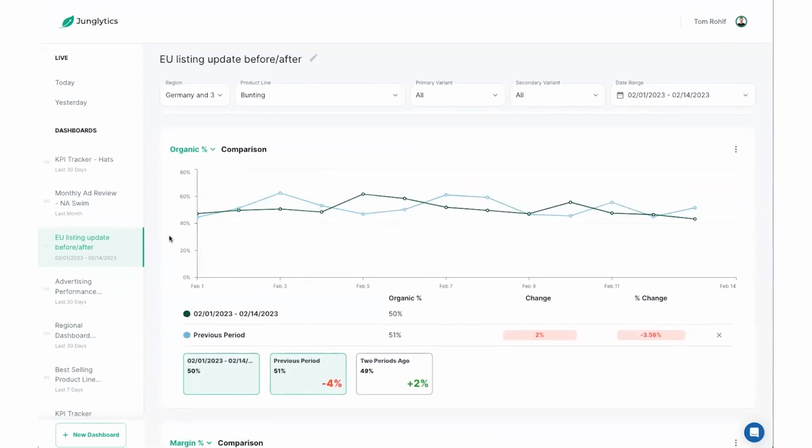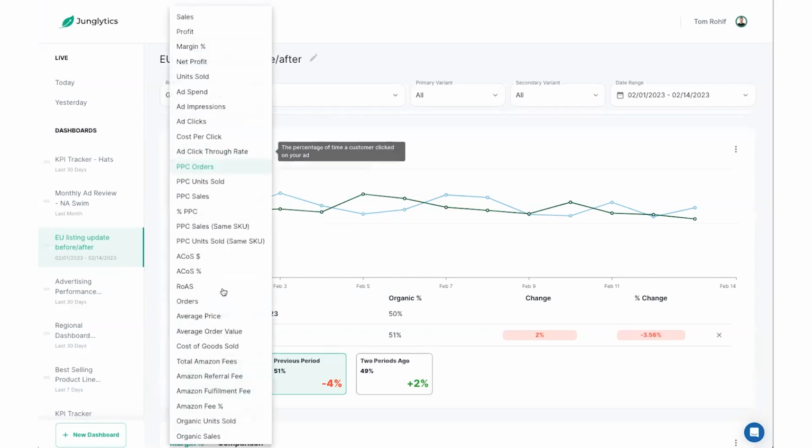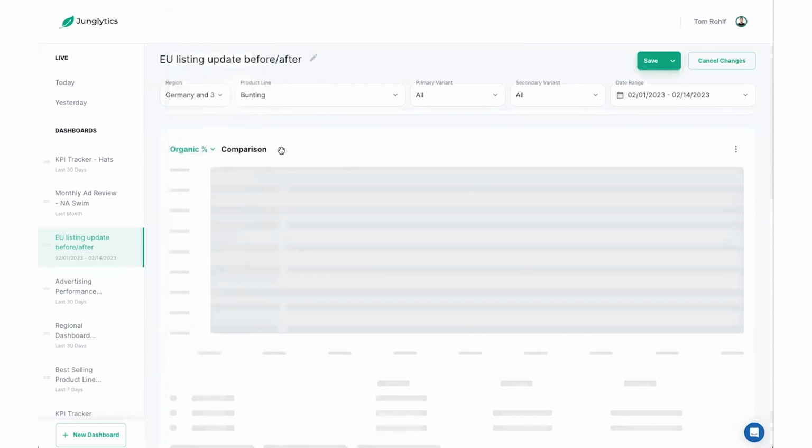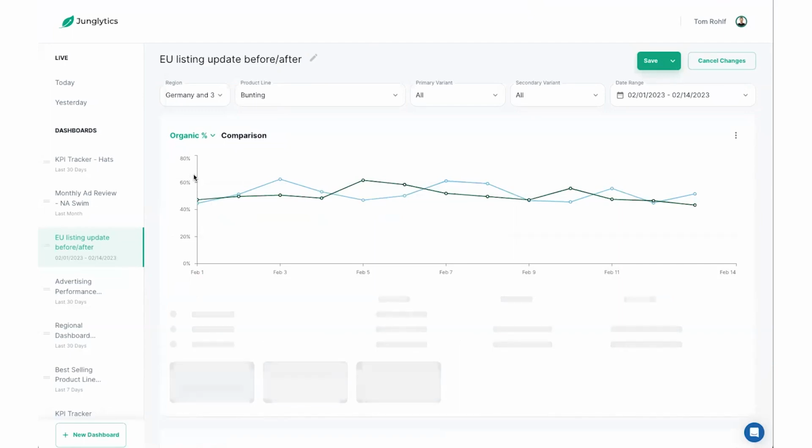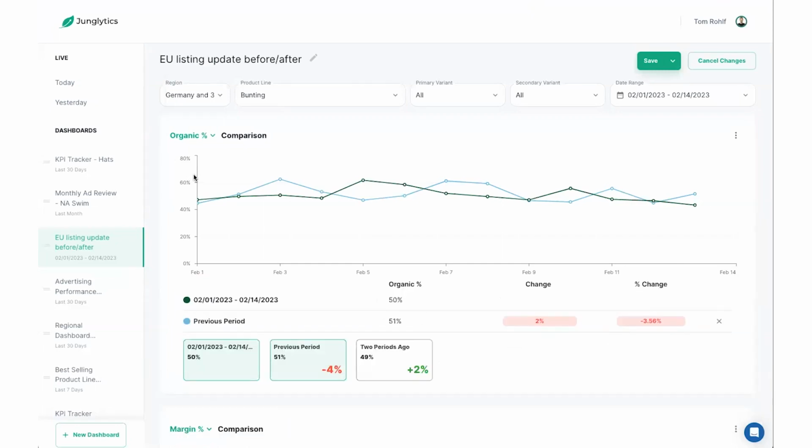This is an interesting one. When I was building this dashboard to analyze what was happening, when I picked this metric, I was a little surprised. So we can just do it again. I picked organic percent, just making this real. And then the data loaded, and I was like, wait a minute, organic percent is basically flat, if not down. I would have expected it to have increased in a similar fashion. But if you really think about it, organic percent doesn't really change when you change the details of your listing. That's all upstream in advertising metrics. So it actually makes total sense that this one is flat.